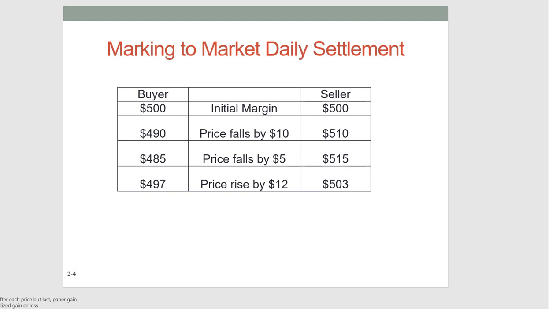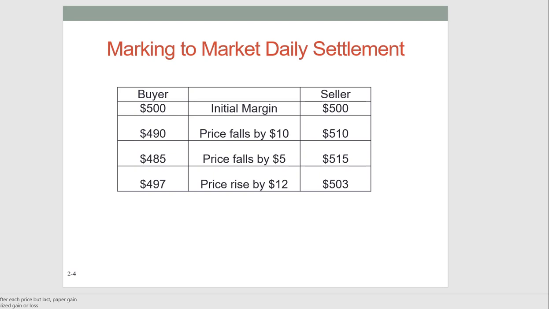He puts up $500. Let's imagine Monday, the price falls by $2. So the buyer is losing money, the seller is winning. $10 comes out of the buyer's account, so his account's down to $490, and goes to the seller's account, which is $510. Tuesday it falls again, another $5 comes out of the buyer's account and goes to the seller's account. This is marking to market with daily settlement. The marking to market is price falls by $10, price falls by $5, and now the price gains by $12. So $12 is moved from the seller's account back to the buyer's account, and so forth. It goes until the contract expires.